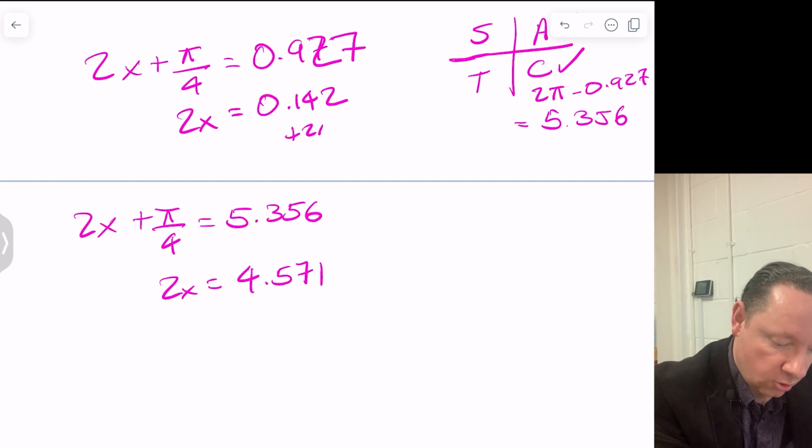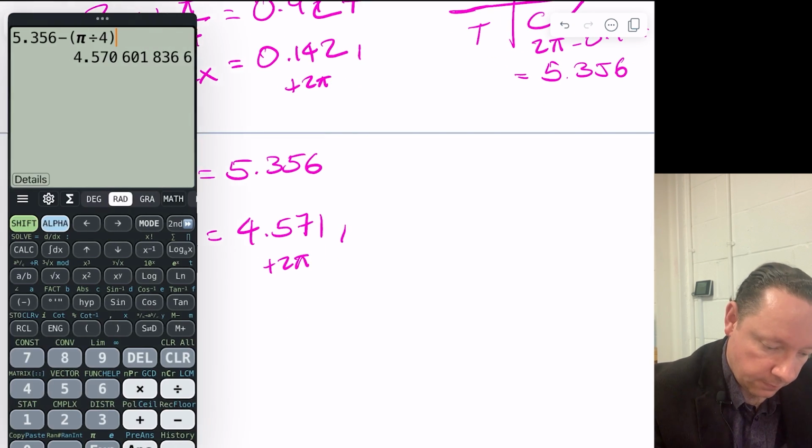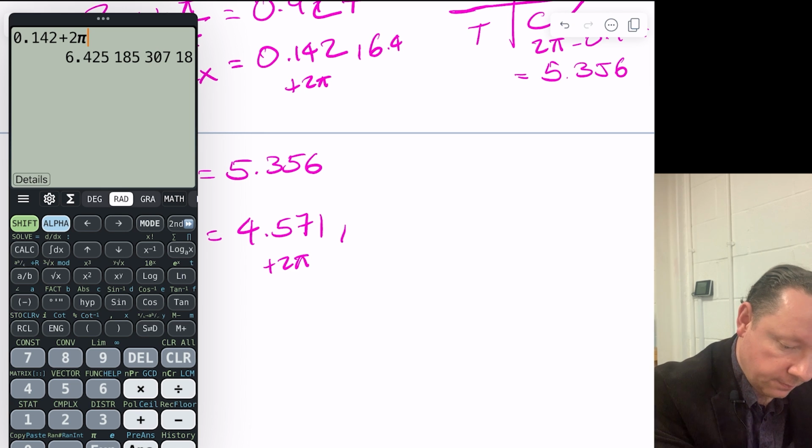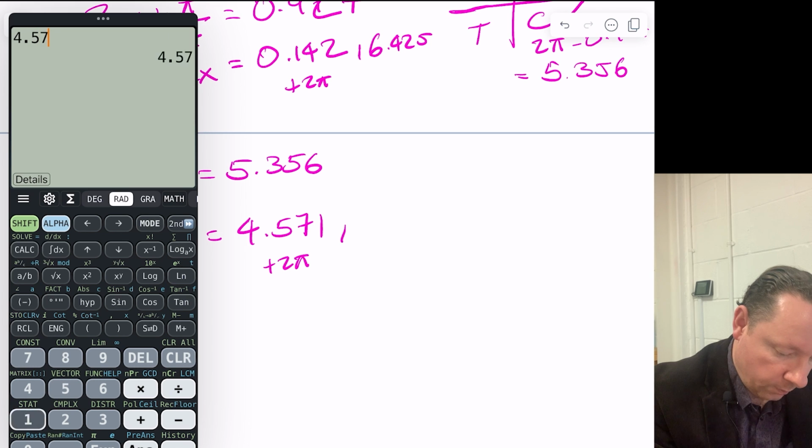So I'm just going to add 2 pi to each of these to get more answers in a minute. So I will get that and that. 0.142 plus 2 pi is 6.425, and 4.571 plus 2 pi is 10.854.